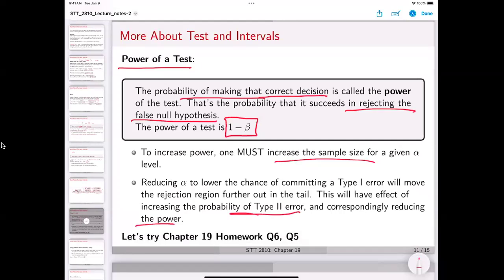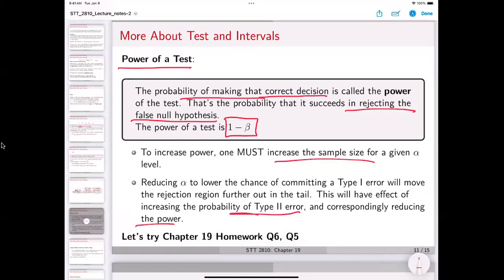So in summary, you should be able to ask yourself, if you see a problem, the first thing you need to ask yourself is, did they make a mistake? If yes, what mistake did they make? Did they make a type 1 error or a type 2 error?